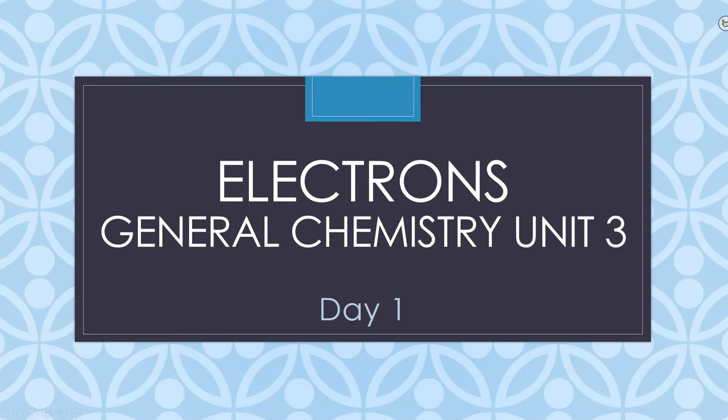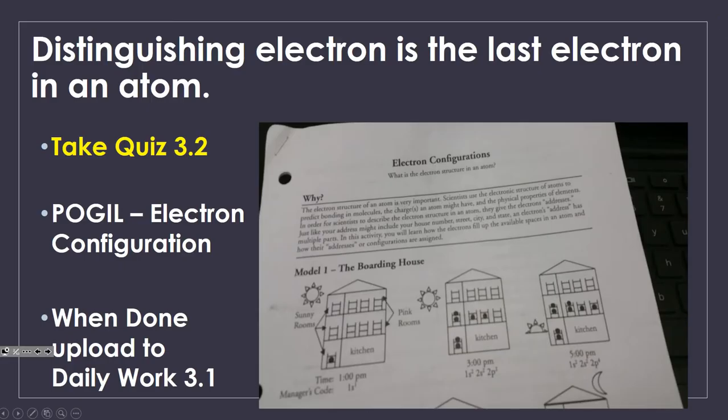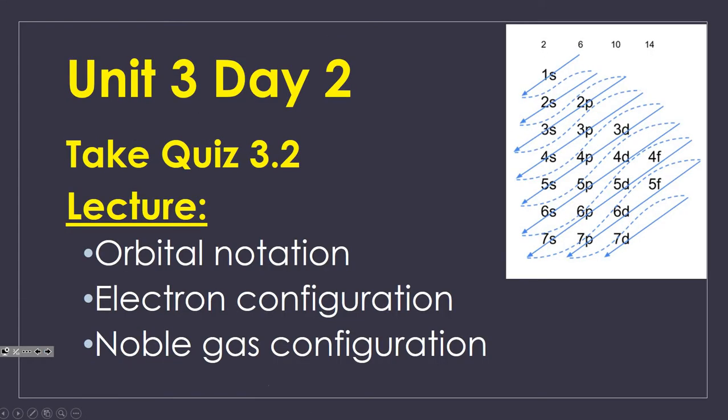This unit is all about electrons and how they interact, where they are, and what shape they're going in around the nucleus. Last time you worked on the electron configuration POGL, with the boarding houses and how the people were filling them. That's hopefully going to help you understand today's lesson a little better. Today we're going to cover orbital notation, electron configuration, and noble gas configuration. We've got new vocabulary, and I'm going to be really pounding those words with you. I need to make sure you're staying with me.